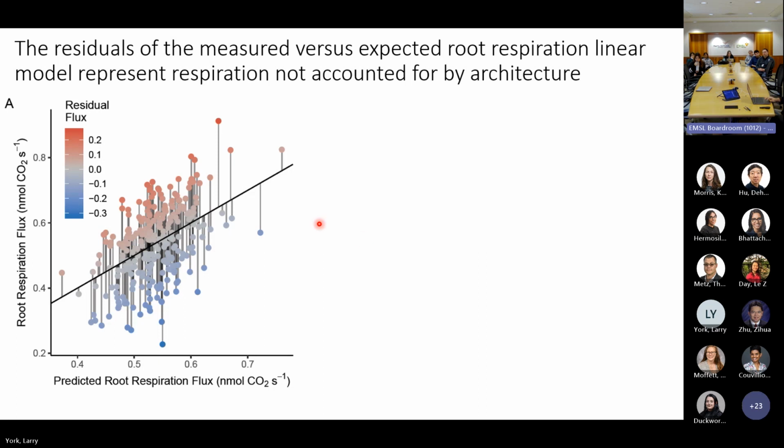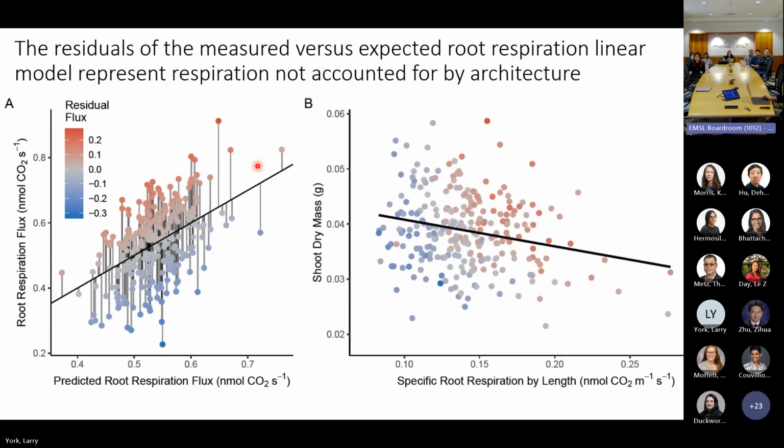And then this is a plot of the predicted flux from the measured flux. And you can look at how the individual points deviate from this expected flux. And that's sort of how much respiration there is that's not caused by the root structure. So it's another way to think about differences in a trait. And I think it can be used in other ways.